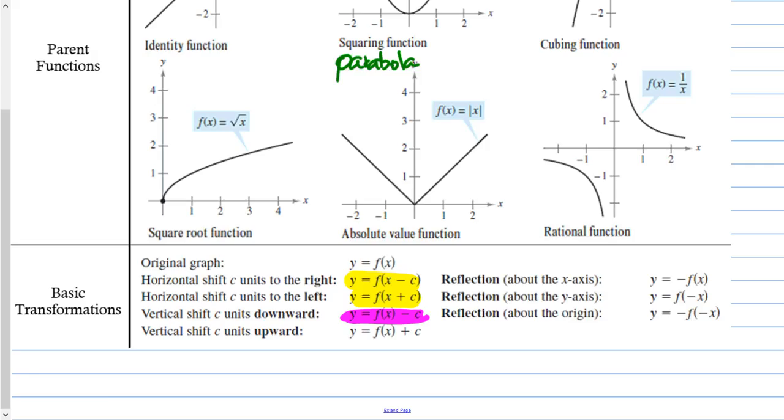And then also a negative in front of the function right here makes the function flip. So for example, parabolas, which are normally this way, if there's a negative in front, will now be like this. Just like absolute value, this is absolute value, with the negative, it ends up looking like this.